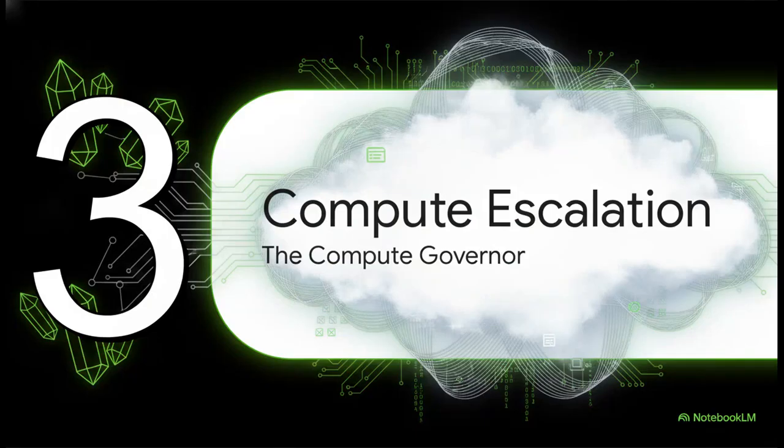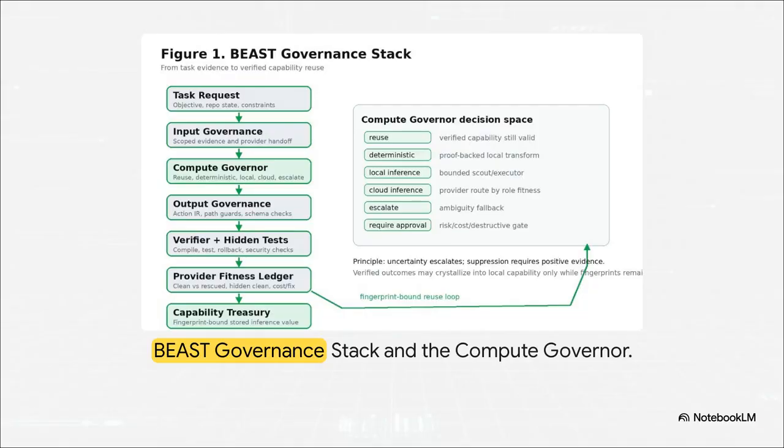Section 3. The compute escalation ladder. So who actually decides when to use a stored crystal and when to ping the cloud? That'd be the compute governor sitting right dead center in this governance stack. This thing is the brains of the operation when it comes to cost and efficiency.